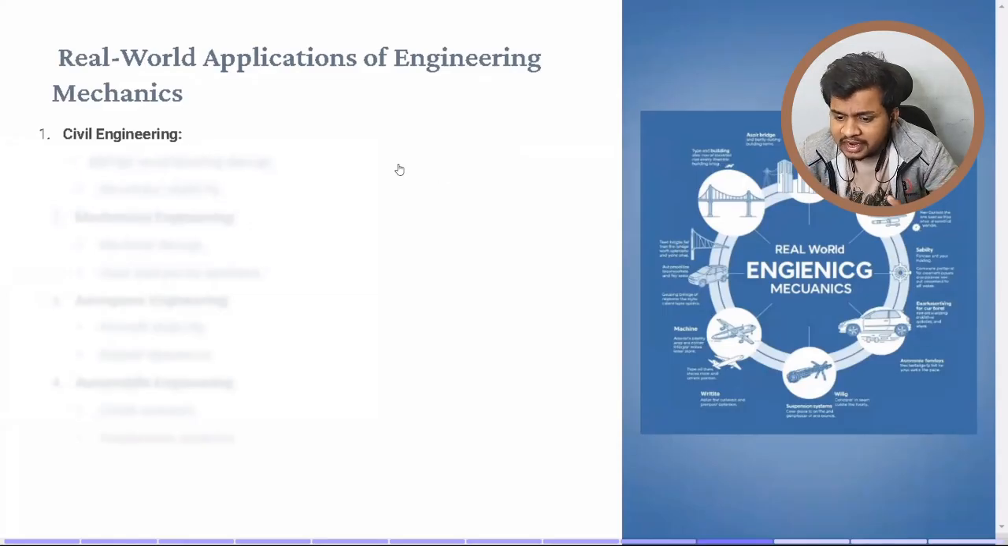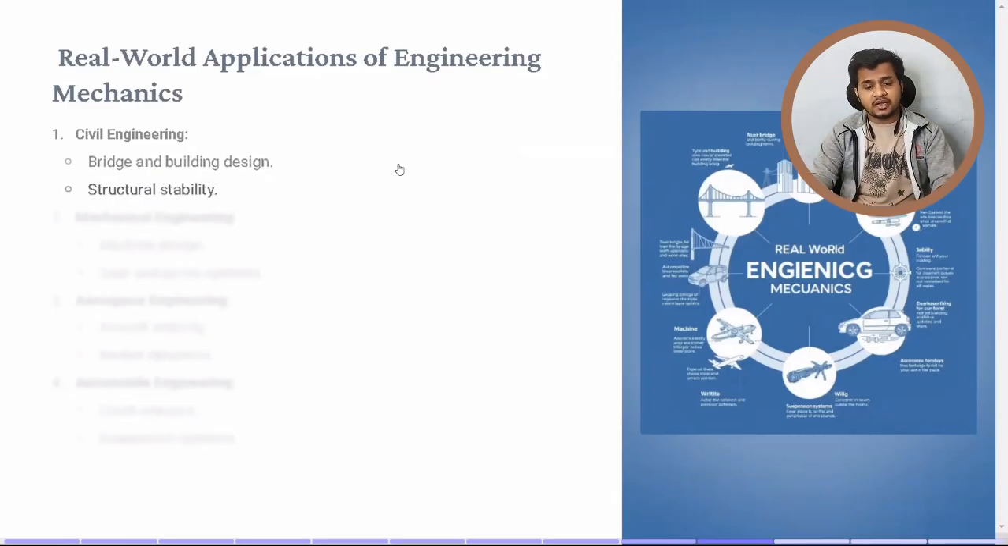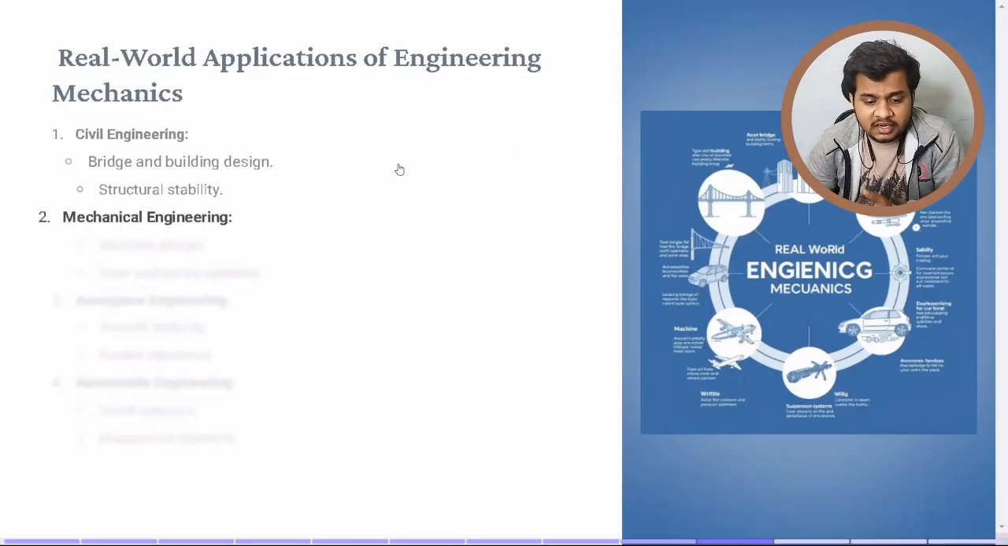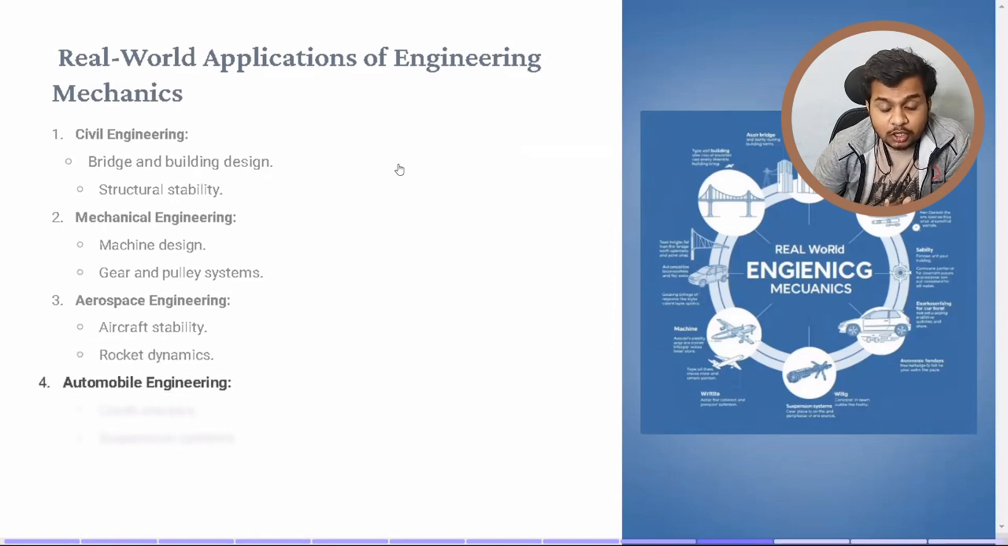First, real world applications in civil engineering: building and design. We use engineering mechanics in civil engineering for designing bridges and buildings and checking structural stability. In mechanical engineering, there is machine design, gear and pulley systems. In aerospace engineering, we check aircraft stability and rocket dynamics. In automobile engineering, we have crash analysis and suspension systems, which are also real world applications of engineering mechanics.